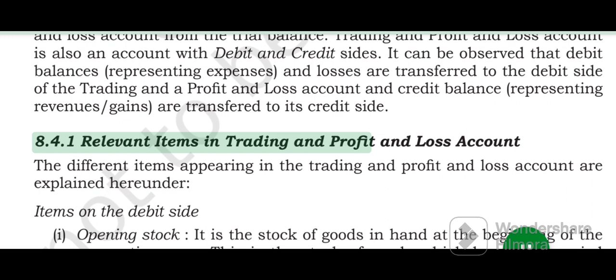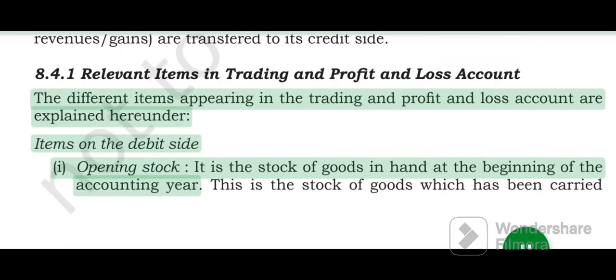8.4.1 Relevant items in trading and profit and loss account. The different items appearing in the trading and profit and loss account are explained hereunder. Items on the debit side.